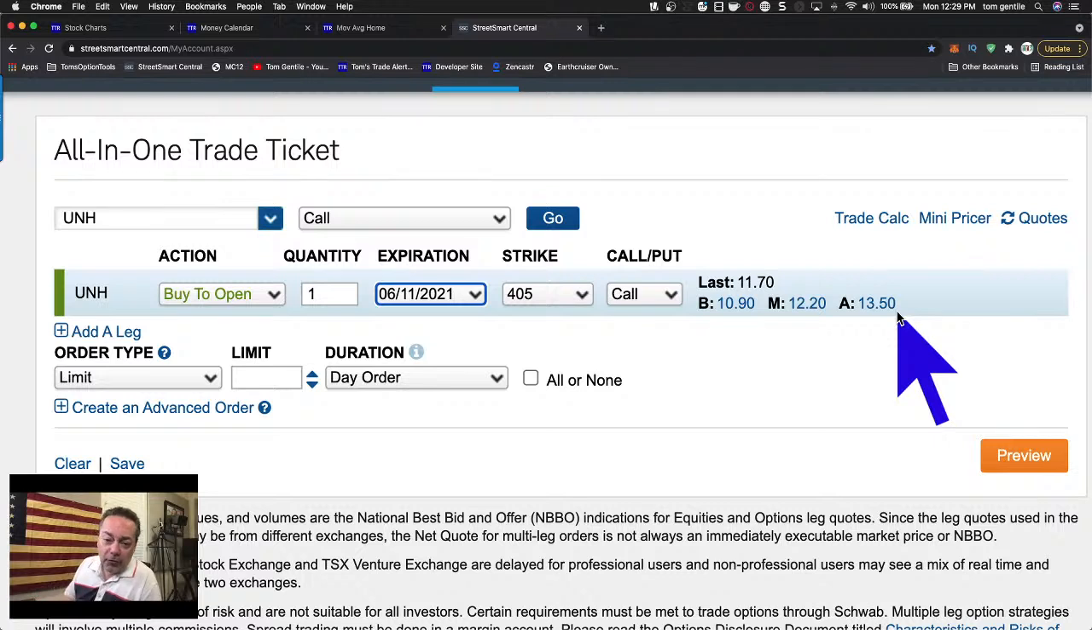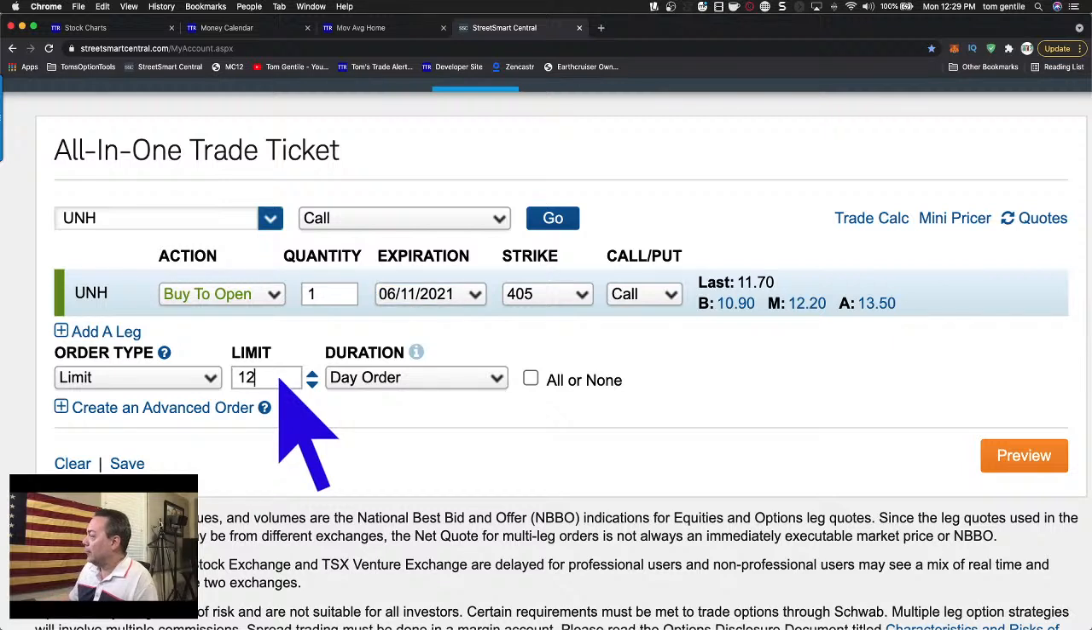So how do we reduce the spread? Well, we could do a limit order. Maybe we fill it at $12, and we go right down the middle. Now $12.20 down the middle, maybe you get filled, maybe you don't. Probably you won't. If that's a true bid, 1090, and that's a true ask at 1350, you more than likely won't get that $12.20. Maybe you could get filled at $12.50.